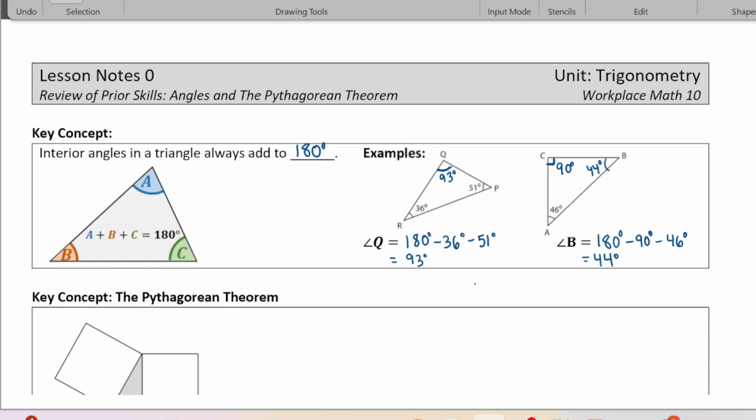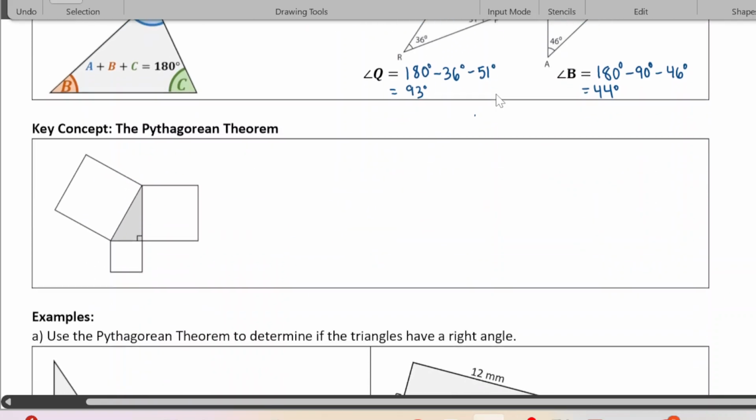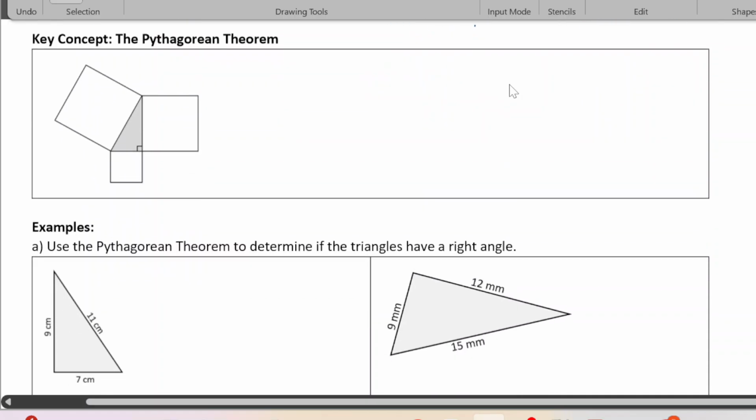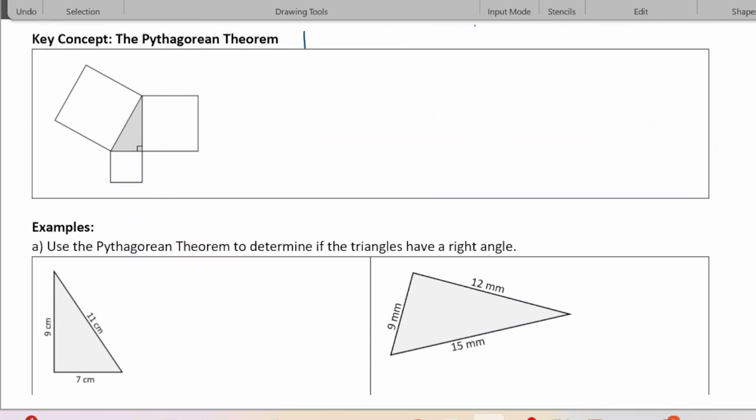Okay, the other skill we want to review before we start this unit is the Pythagorean Theorem. This is only true for right triangles that have a 90-degree angle. So this triangle shown here does have a 90-degree angle.